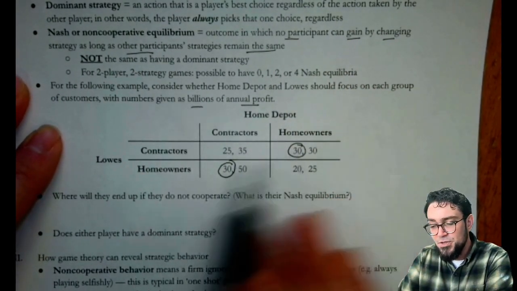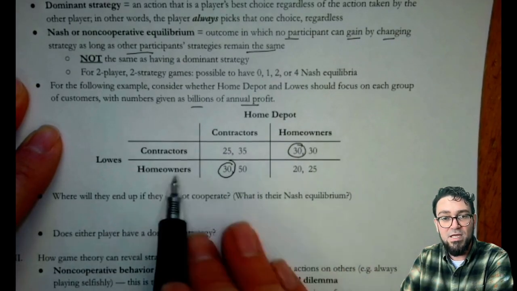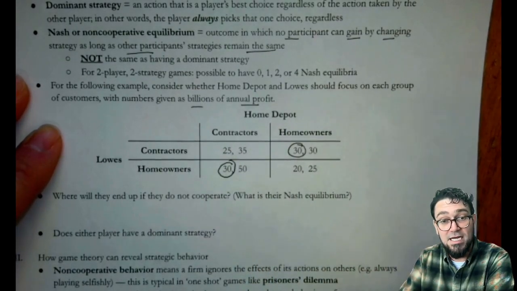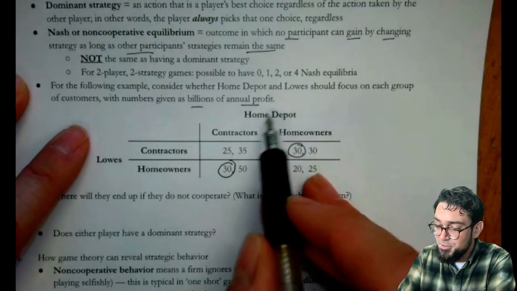Now, here you can see that Lowe's is not always doing the same thing. Lowe's is not always picking homeowners. Lowe's is not always picking contractors. So Lowe's does not have a dominant strategy. Let's play as Home Depot.